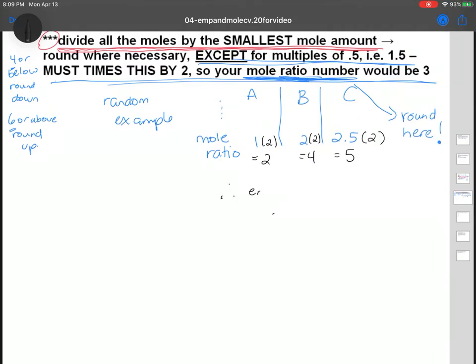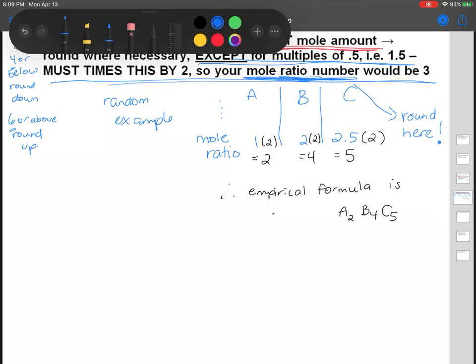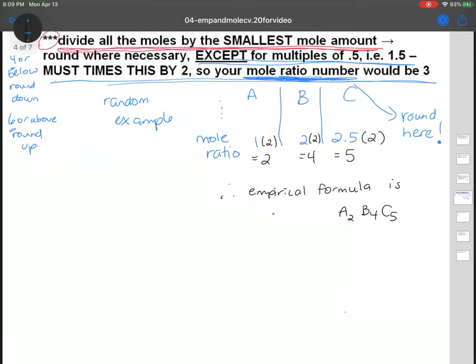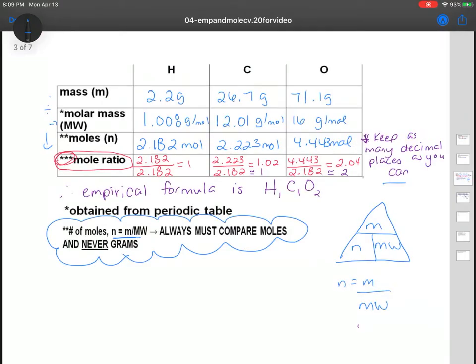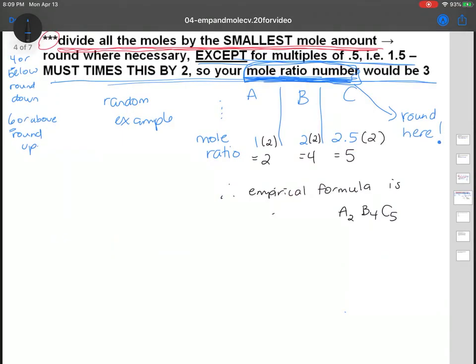So here we get 2, 4, 5, which is still an empirical formula. It's still the most reduced. Okay, but now we've handled that ambiguous 0.5. Okay, so all the other ones you can just round, but again, you're rounding at the mole ratio line, the last line. The other lines, keep as many decimal places as you can.